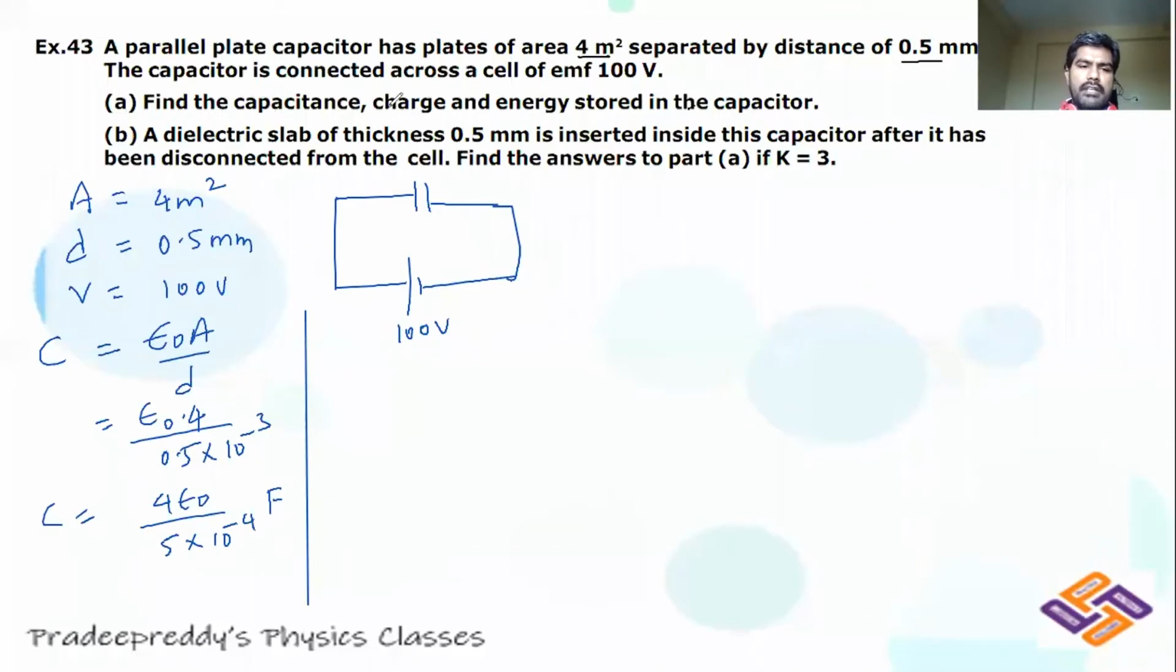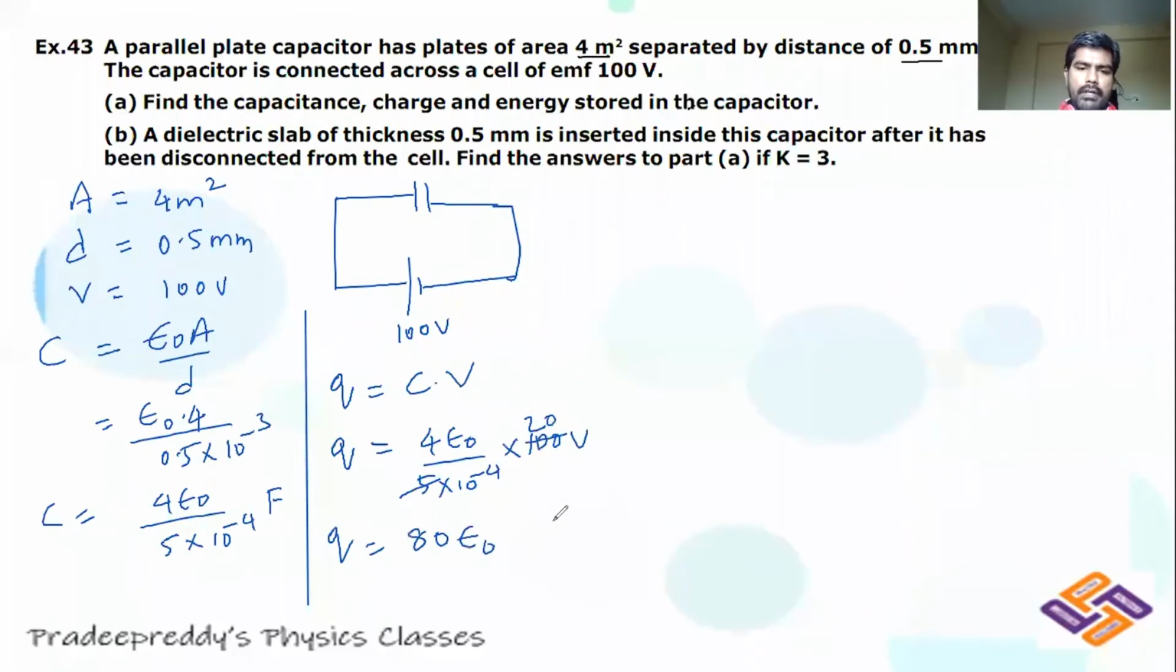Next you should find out the charge. You know that charge Q is equal to C into V, where V is the potential. So charge transferred will be equal to 4 epsilon naught divided by 5 into 10 power minus 4 into potential 100 volt. Q will be equal to 80 epsilon naught into 10 power 4 coulomb. This is the charge transferred by the battery.